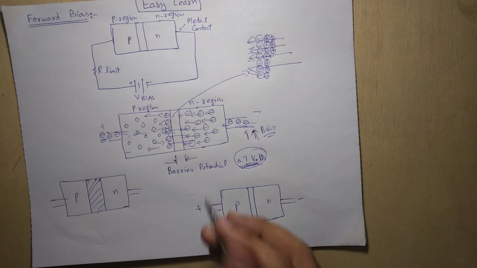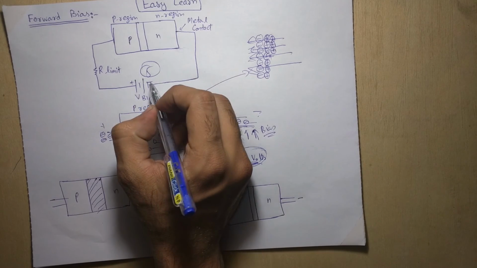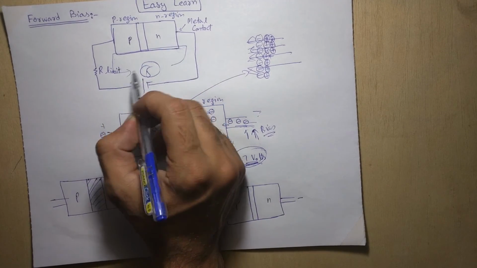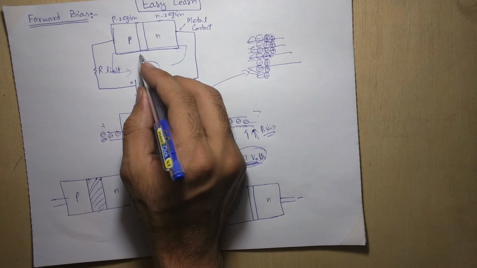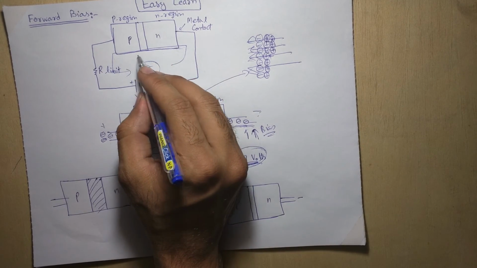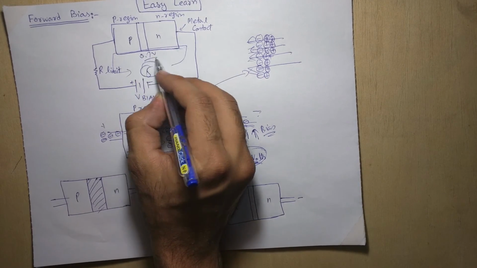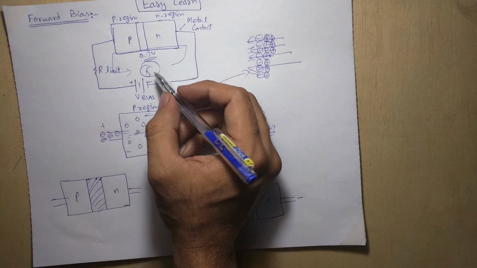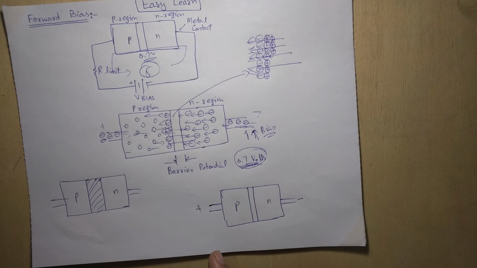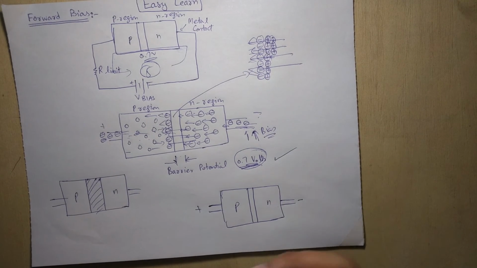So for example, I'm using a 5 volt battery, and when the electrons move, current will pass, but a 0.7 volt drop happens. This is because of this barrier potential or energy hill. This 0.7 volt drop is the main thing.